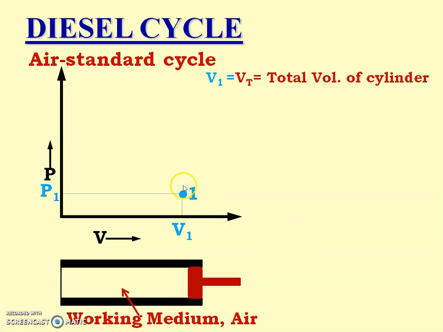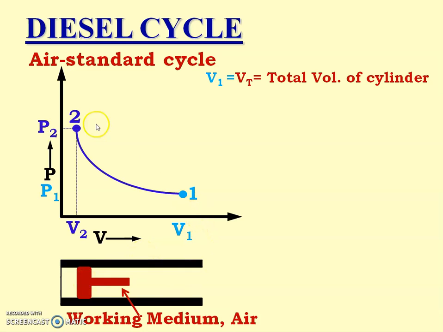So it is the condition or state number 1 where the pressure is P1 and volume is V1, and that is the total volume of the cylinder. So V1 is equal to Vt, which is equal to the total volume of the cylinder. Now the piston moves from ODC to IDC, that is from the right hand side to the left hand side, and reaches the IDC, the extreme left hand side, and it reaches point number 2.